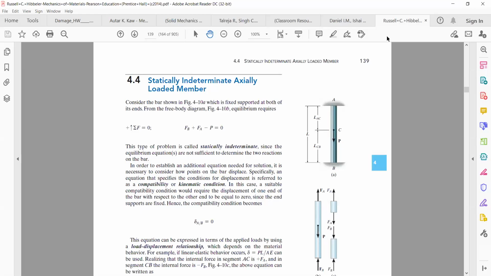As far as today's class is concerned, today we'll be talking about a very important case of axially loaded members, what we call statically indeterminate axially loaded members, or statically indeterminate members. What do we mean by statically indeterminate members? Let me give you an example.